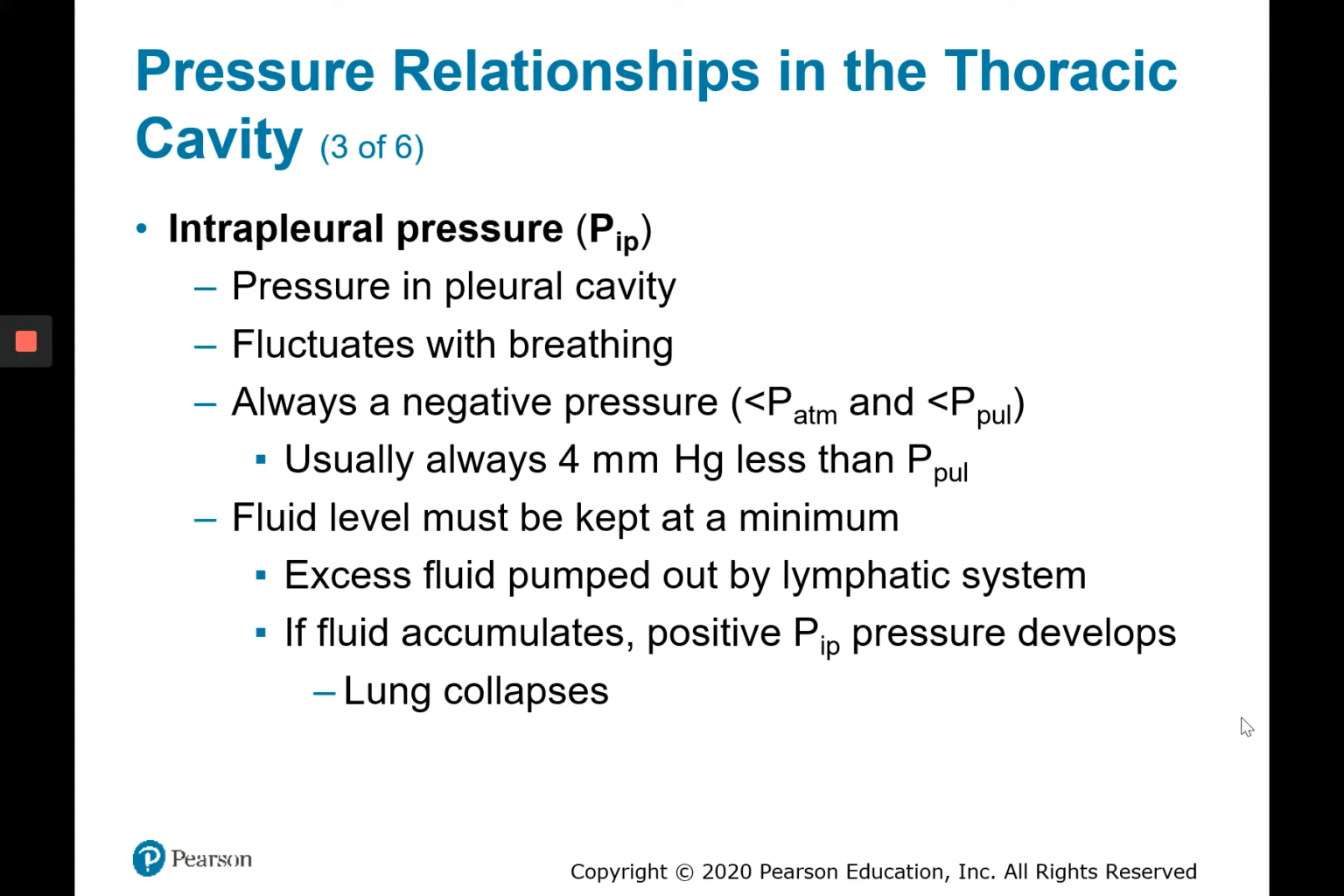Also, this pressure being negative means there's no air in this intrapleural space. There's no air between the parietal and visceral pleura, just fluid. If fluid began to accumulate or air got into this space, then it would become a more positive pressure, and that could cause a lung collapse.